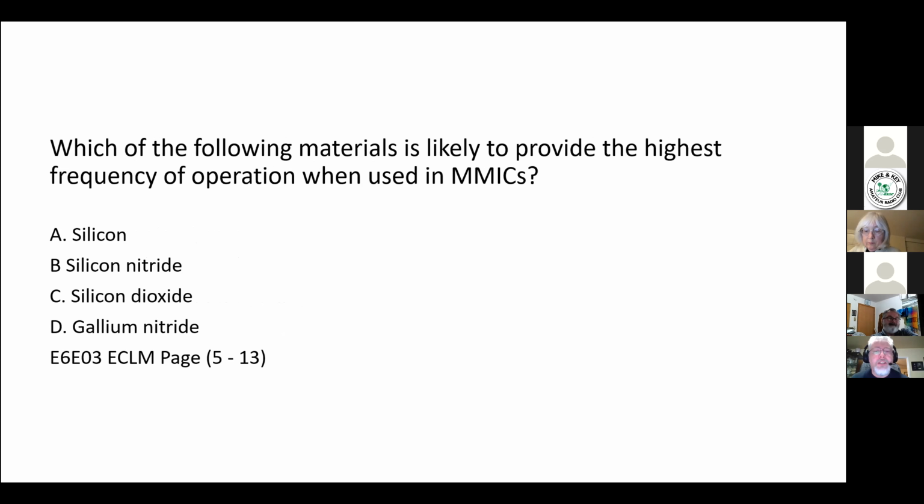Which of the following materials is likely to provide the highest frequency of operation when used in MMICs? A. Silicon. B. Silicon nitride. C. Silicon dioxide. Or D. Gallium nitride. D. Delta. Delta is correct. Gallium nitride.